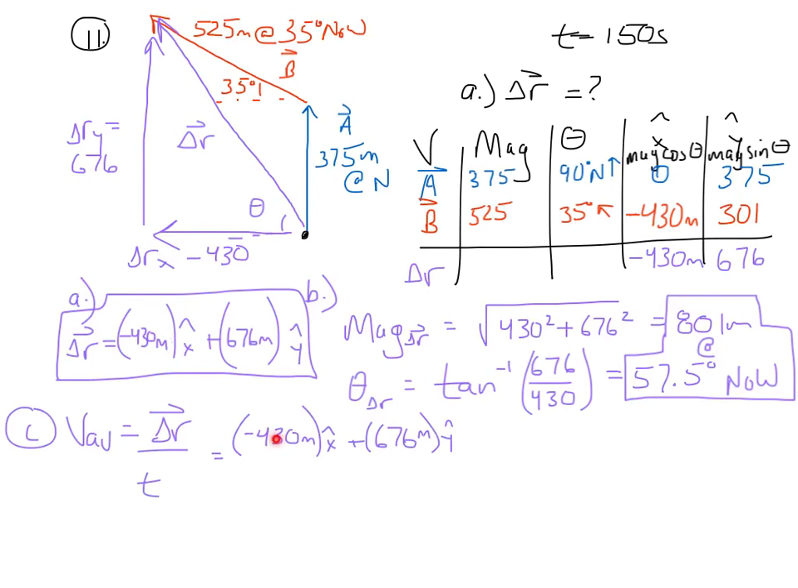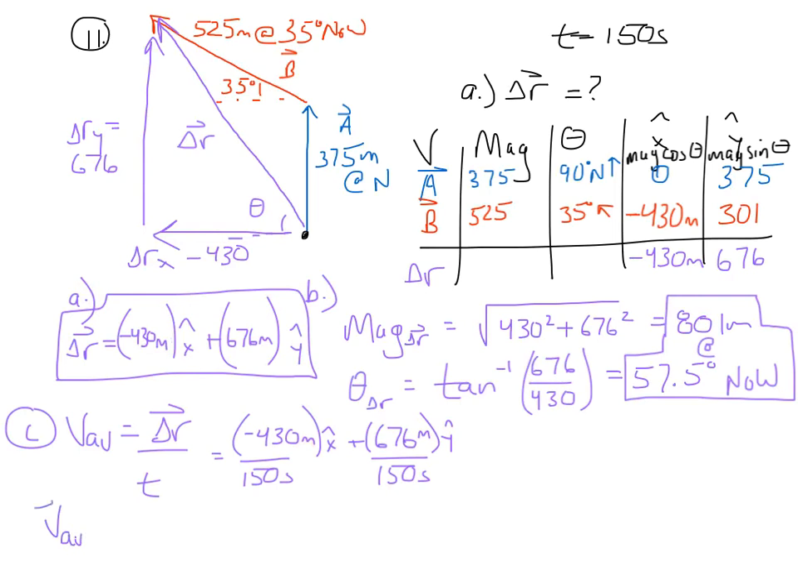This is just a displacement in the x, the displacement in the y. What do we do? We divide it by time. So we just divide both of those by how much time has elapsed. So that's 150 seconds and 150 seconds. Now we've turned this into a velocity. Meters per second, right? All we need to do is just crunch the numbers and we have our velocity in unit vector notation.